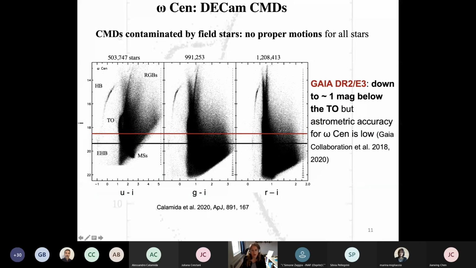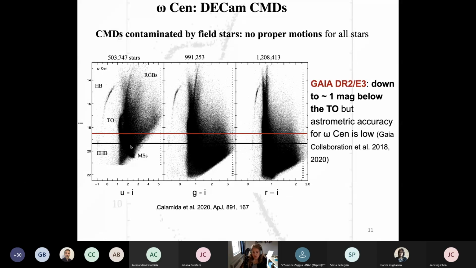These are the color magnitude diagrams that we obtained from DECam in different Sloan filters: u, g, r, and i. And as you can see, it's not as nice as the color magnitude diagrams we were seeing before. Why is that? Because whenever we observe towards our object, we will be contaminated, especially if the field of view is huge. We will be contaminated by tons of other stars, in this case disk stars, and they overlap with our cluster. So what do we do? We need to separate them.